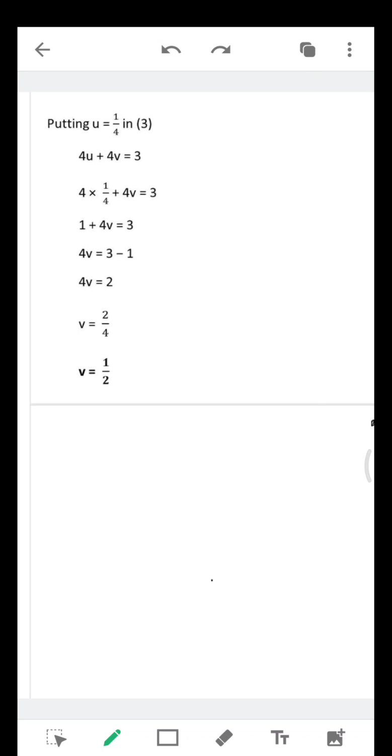In place of u, I wrote 1 by 4, and cancelling this 4 and 4 here. Yes, 4 and 4 remains 1. Okay, and 1 plus 4v equals 3. 1 goes to the right, 3 minus 1 equals 2. So v equals 2 by 4, v equals 1 by 2.